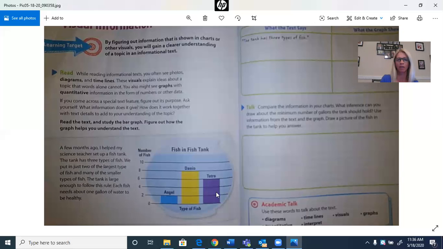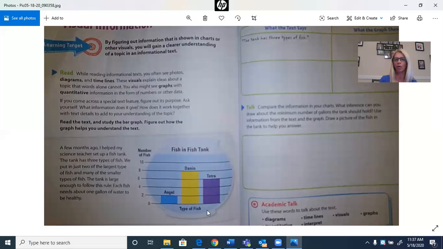So if you look at the fish tank, you can see there's 3 types of fish. You have angel, danio, and tetra. So that tells you the type of fish. Now this is going to tell you how many fish they're going to add to the tank. Here's the whole fish tank.